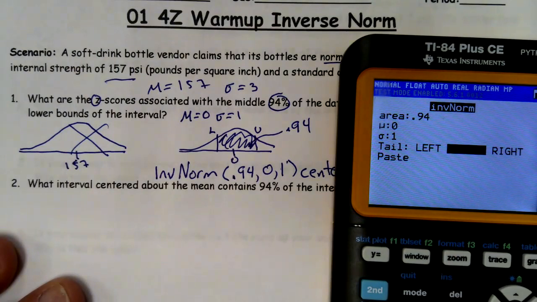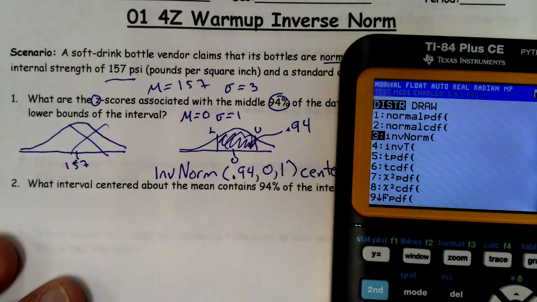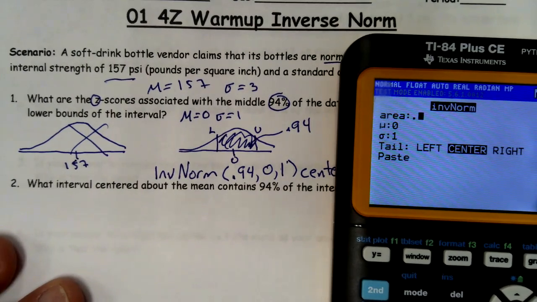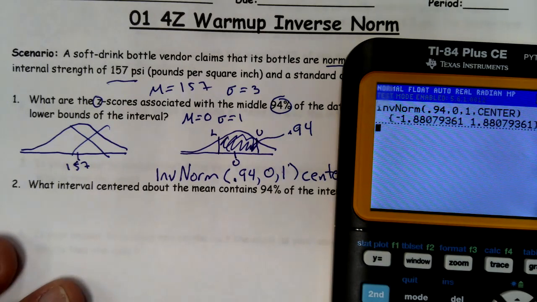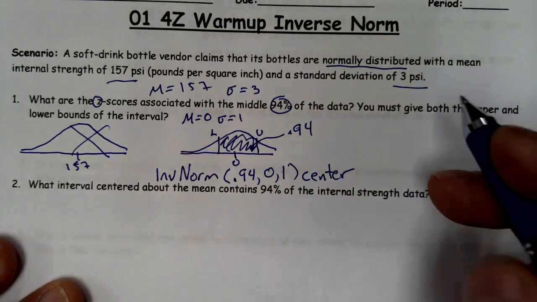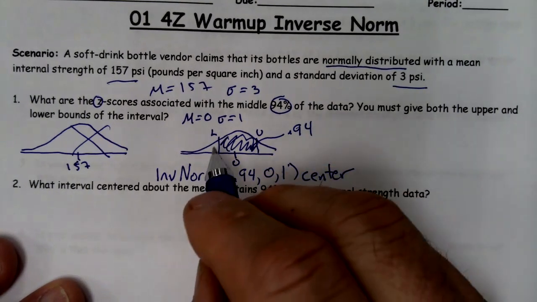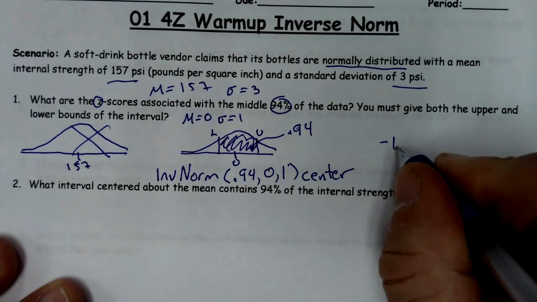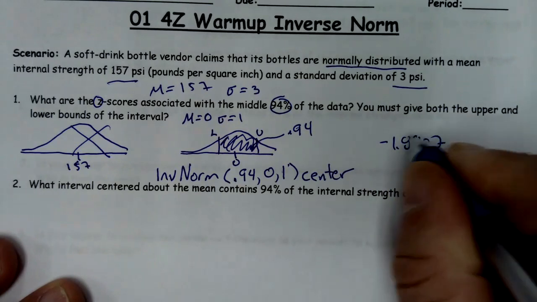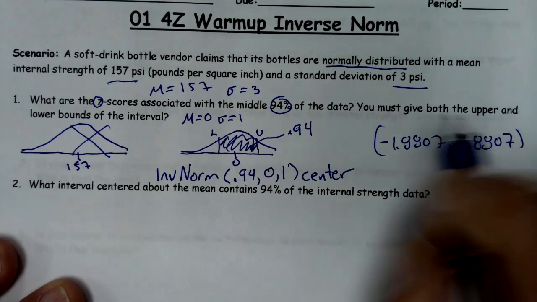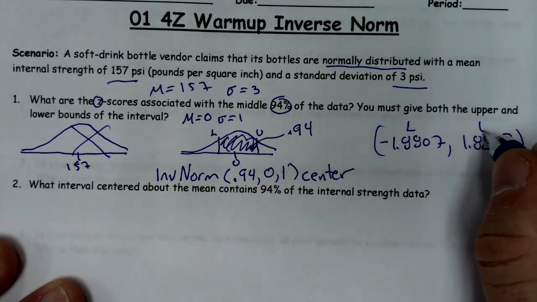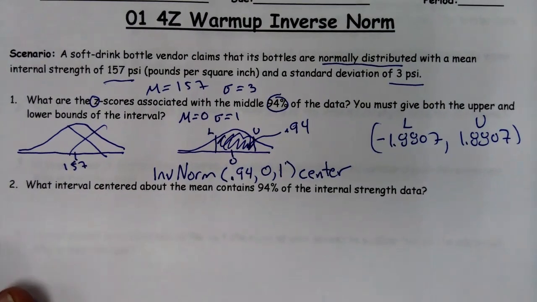So we go to second vars, inverse norm. The area is 0.94. The mean is 0. The standard deviation is 1. And we wanted the center. And we get two bounds, negative 1.8807 and 1.8807. So our lower bound right here is negative 1.8807. And our upper bound is 1.8807. And because it's symmetric and we're centered on 0, our z-scores are the same.